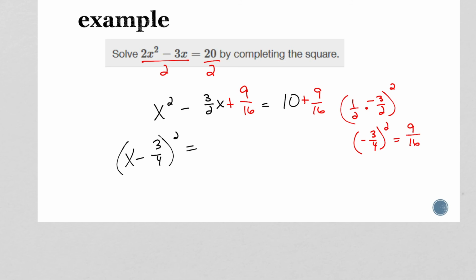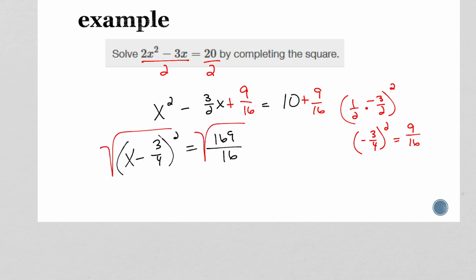On my calculator, I'm just typing this in. 10 plus 9/16. And it gives me a mixed number, but I always like to deal with improper fractions. So I'm turning it into an improper, which gives me 169 over 16, which actually is much nicer to take the square root of.